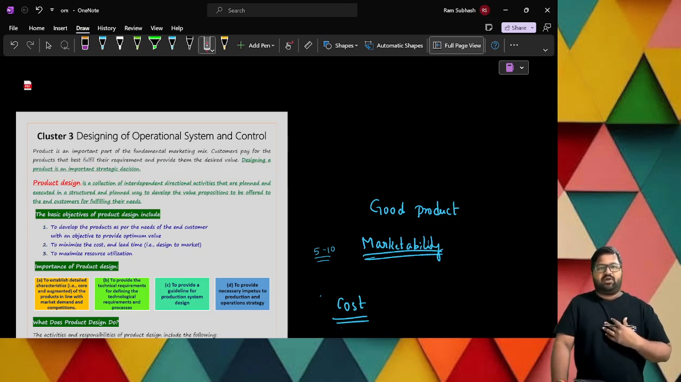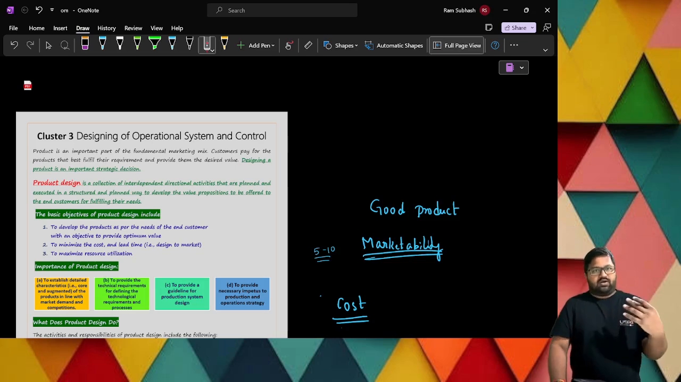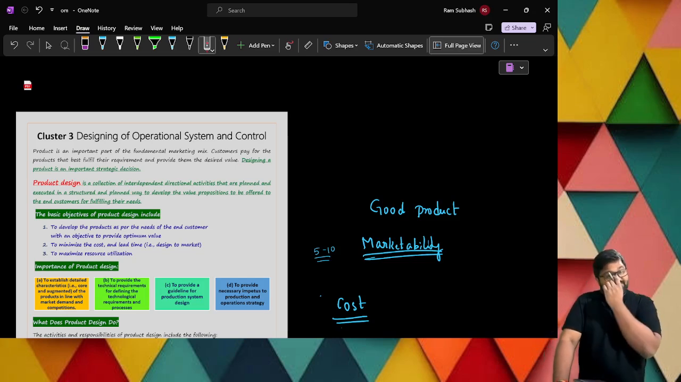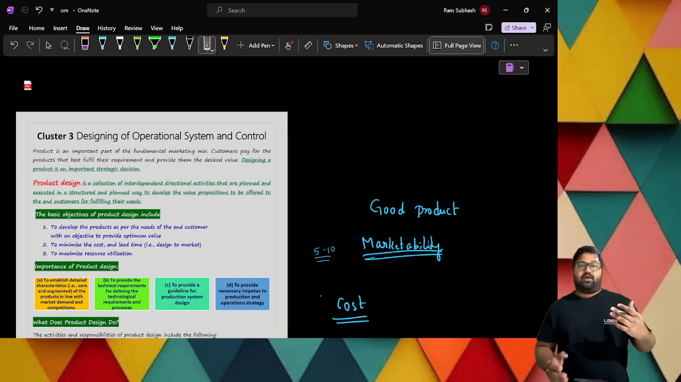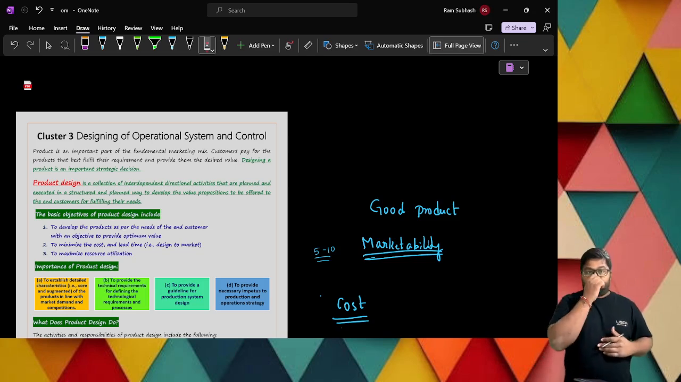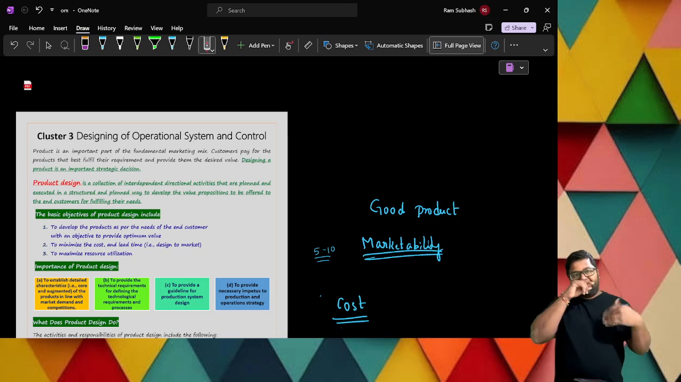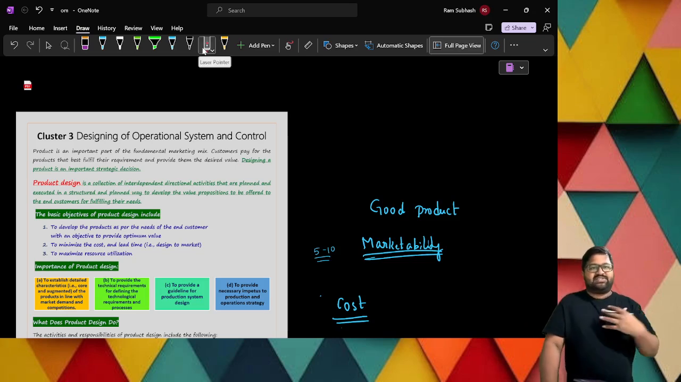For example, I want an iPhone that should be useful for my class recording and all, or it should have some health features. For example, it measures my BP, my sugar and all, it measures my health conditions and knows my health status. Then it is meeting my requirements. If it is meeting my requirements, I will pay for it. That is the product.